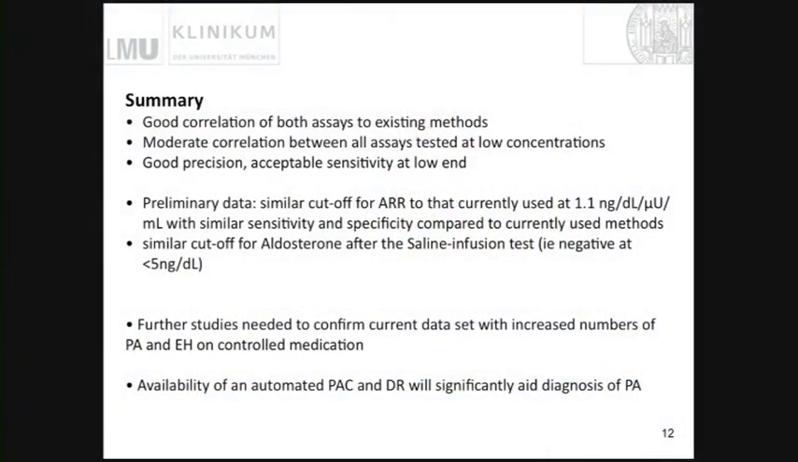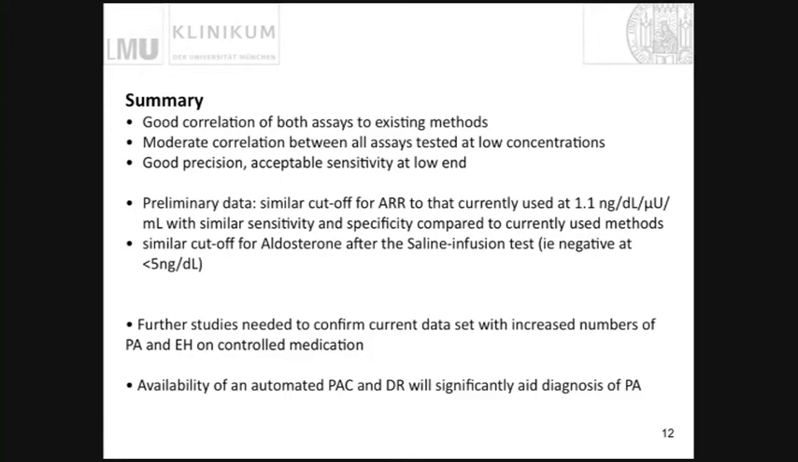Yeah, and in summary, just to say that there was good correlation of both assays to existing methods as validated in external sites as well as in the UK at IDS. The precision was rather moderate in the lower concentrations, as might be expected. There was, however, a good precision overall and acceptable sensitivity at the low end.